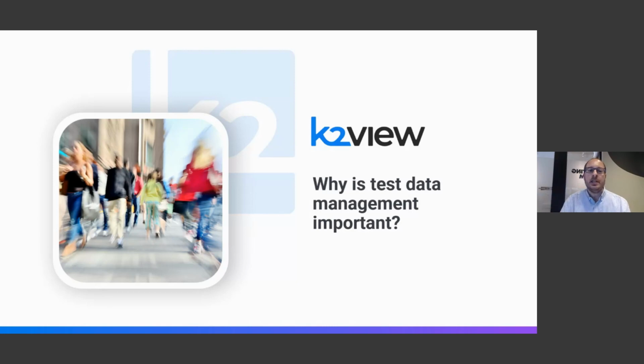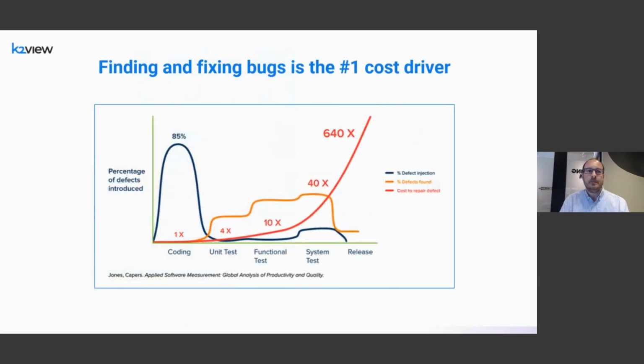So why is test data management important? We want to find defects in the software as early as possible, because the longer it takes for the defects to reveal themselves, the more it costs to fix. Bugs are the #1 cost driver when developing software. So more and better testing results in a lower cost of developing software.